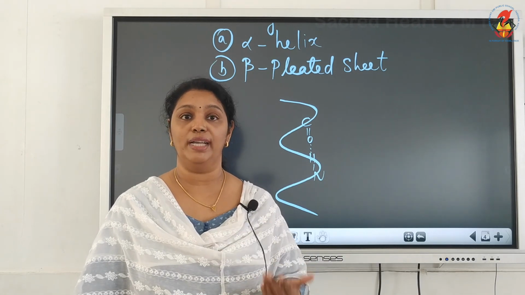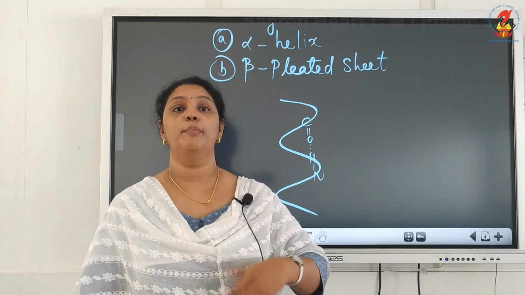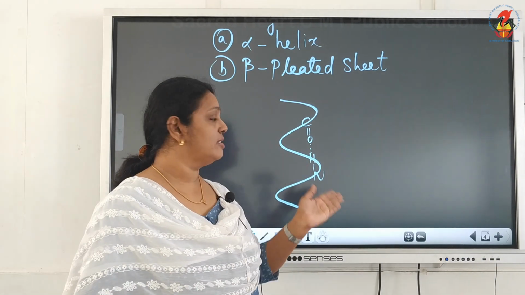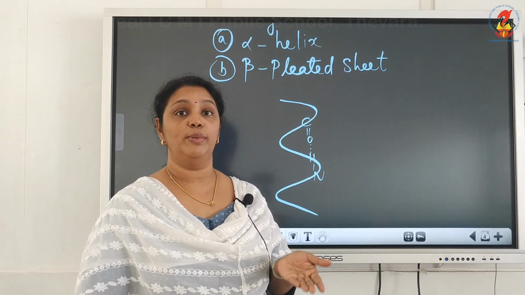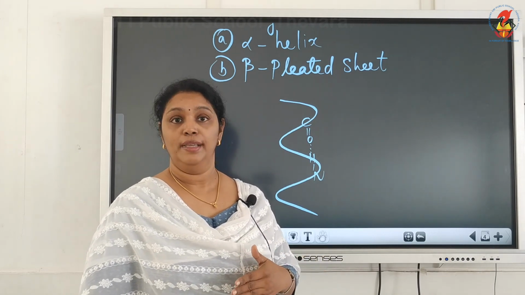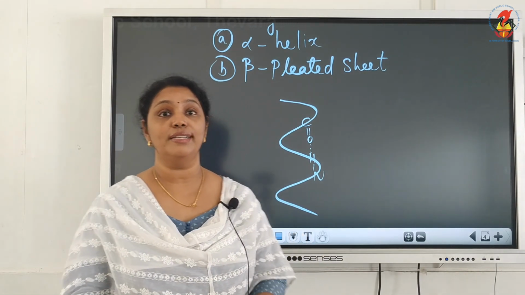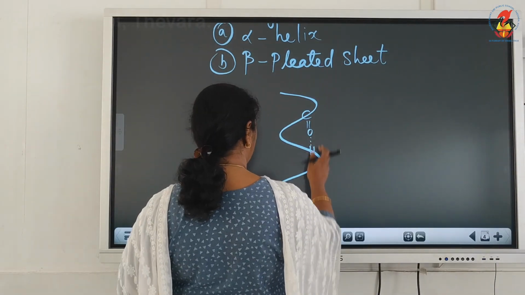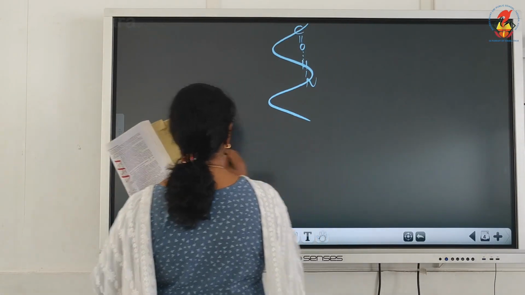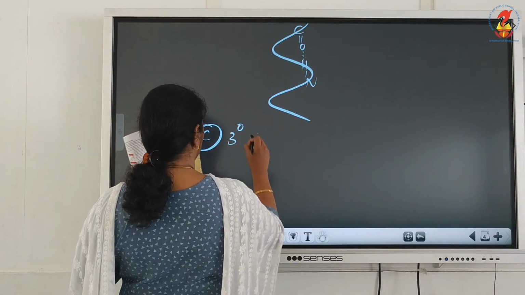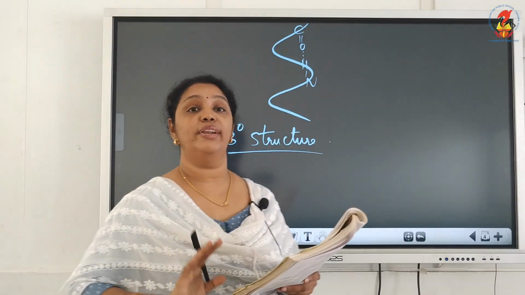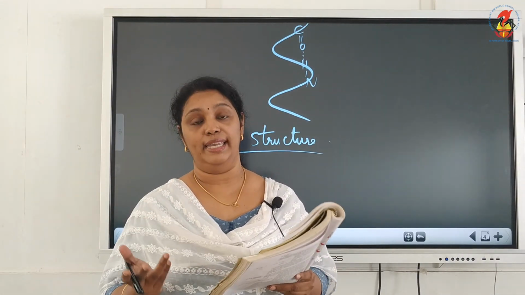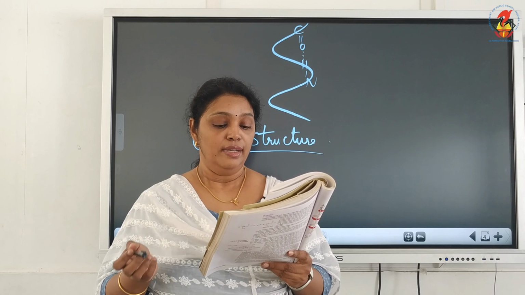Both are formed by the folding of the polypeptide chain, and the alpha helix structure when folded gives rise to the maximum number of hydrogen bonds between CO and NH groups. Now next we have the tertiary structure of protein. So C is tertiary structure. Now tertiary structure is obtained by the folding of secondary structure. So it is more complicated, the tertiary structure.